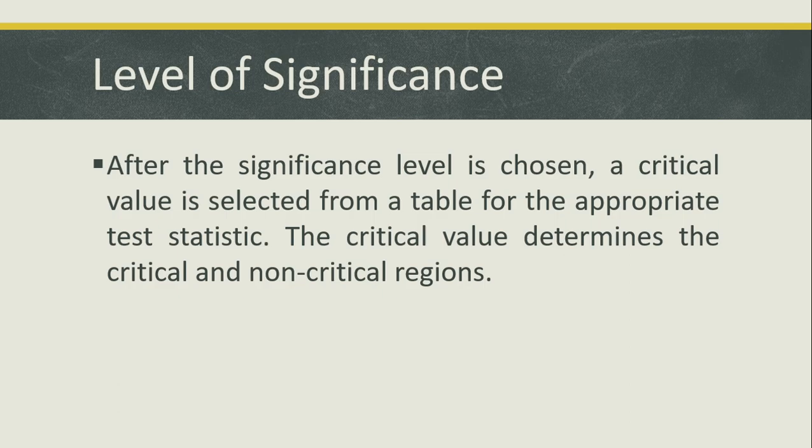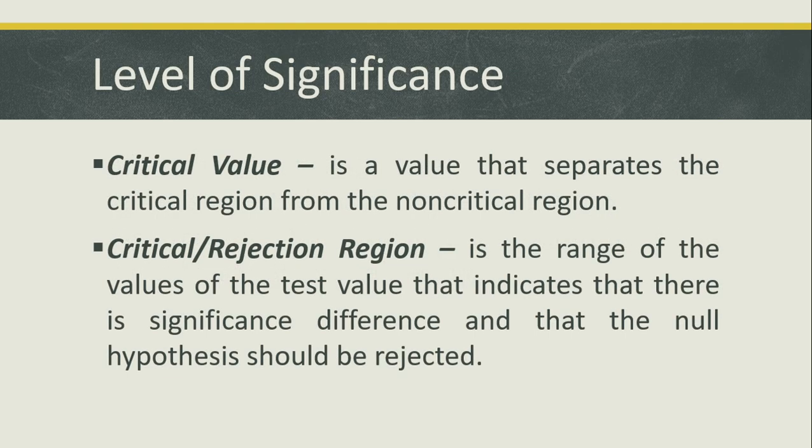Okay, so from the use of the table, we will be selecting the critical value. And if you say critical value, that will be the shaded part of the normal curve. And doon natin malalaman kung reject or accepted. Okay? So, meron tayong tinatawag na critical and non-critical regions. So, pag sinabi natin critical value, ito yung value na nagsaseparate into the non-critical and critical region. Kung natatandaan nyo pa nung normal distribution, for example, 1.85, yung mga ganon.